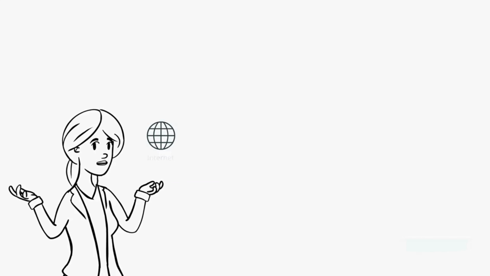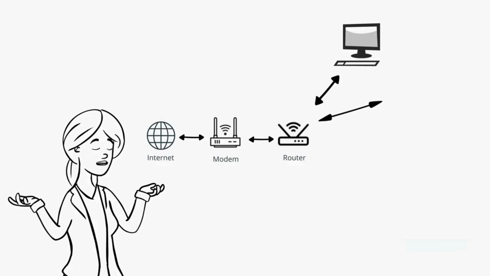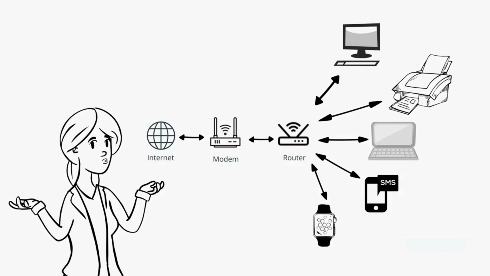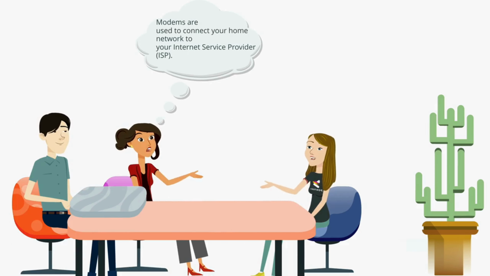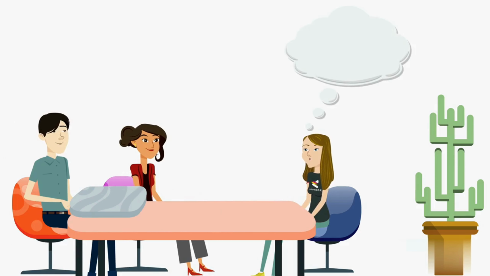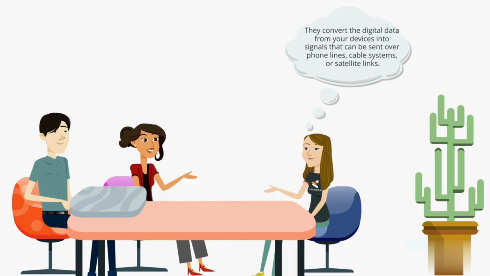Moving on to the modem. A modem, modulator-demodulator, is a device that converts digital data from a computer into a format suitable for a transmission medium and vice versa. When do we use a modem? Modems are used to connect your home network to your Internet Service Provider, ISP. They convert the digital data from your devices into signals that can be sent over phone lines, cable systems, or satellite links.